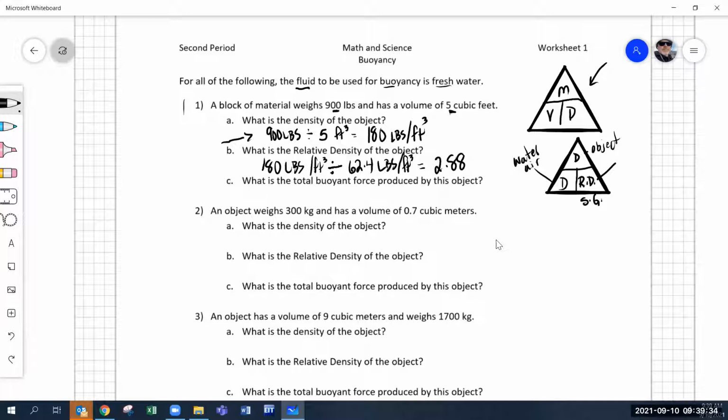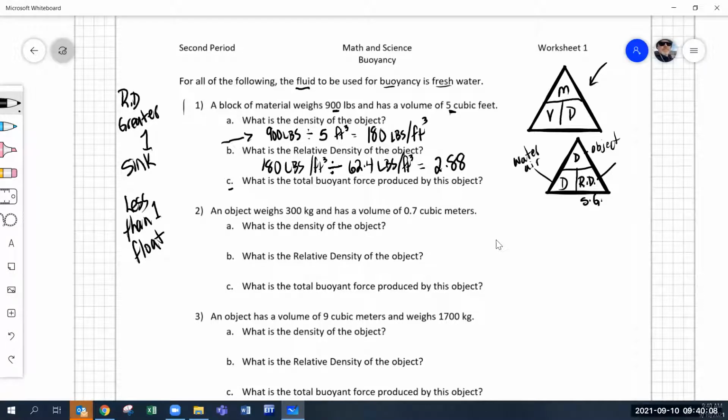Now, I want to make a note here. Any object that has a relative density of greater than 1 will sink in water. Any object that has a relative density of less than 1 will float in fresh water. Okay, so that's another little sidebar on there.